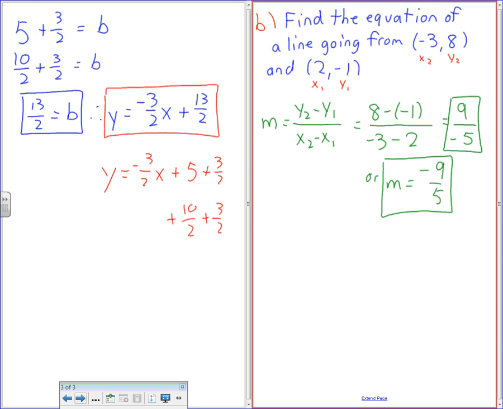Okay, so there's your slope. Now we do the same thing. We have our slope, and we have to make an equation just like we did here. All right, so Molly, what is your favorite point? Is it -3, 8, or 2 and -1? Okay, so what we're going to do, Molly, is we're going to choose.